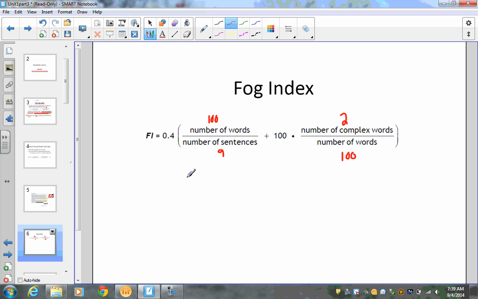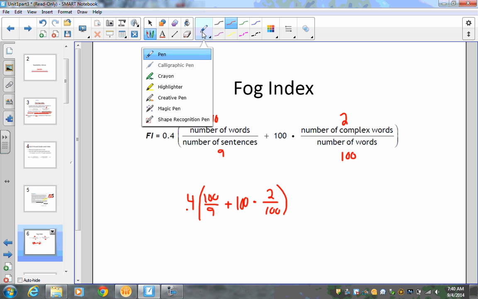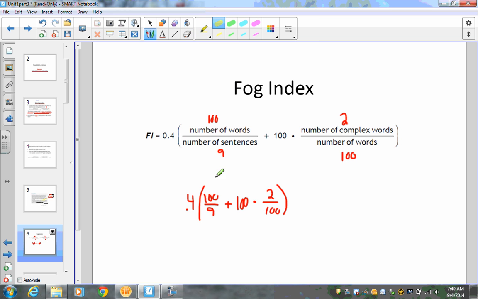Okay? So we're going to set the equation up, and it's going to be 0.4 times, in parentheses, 100 over 9, plus 100 times 2 over 100. Remember, I'm writing with my mouse here, so it may look a little funny. Now, there's a lot of operations going on in here, so remember your order of operations: what has to be done first is everything in the parentheses. I'm going to divide first, and then I'm going to do the 100 times 2 over 100. And then after that, I'm going to add it all together.